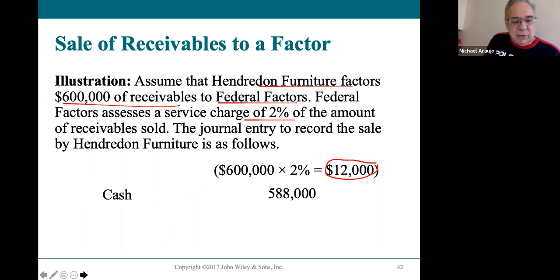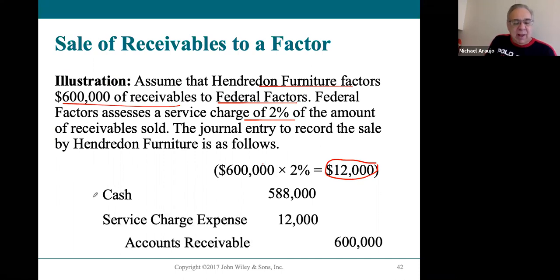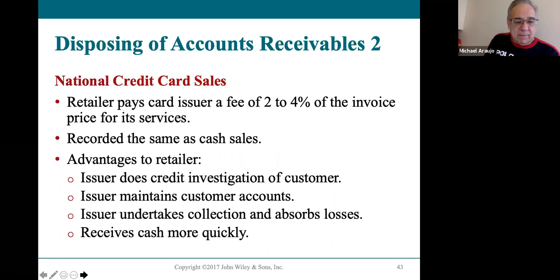So how does the furniture company handle that? Well, they're going to get rid of $600,000 of receivables, yes. But as you see, they're only getting $588,000 of cash. The $12,000 is going to be expensed as a fee. So this will raise enough cash to meet whatever need they have, but it's obviously less than the value of their receivables.